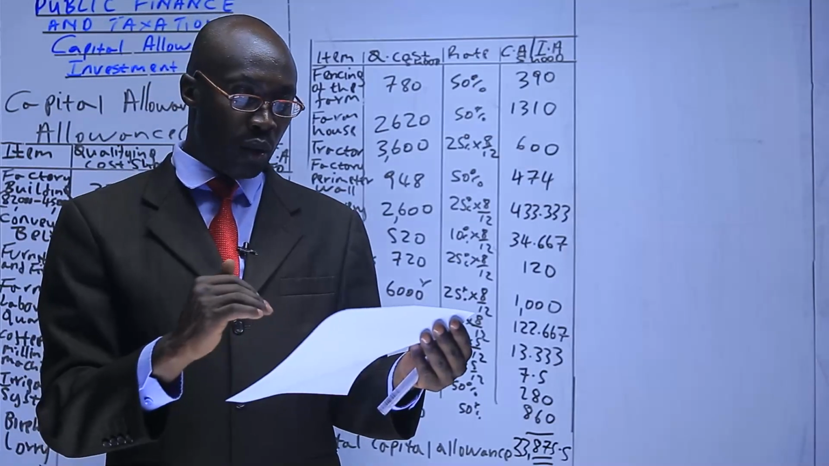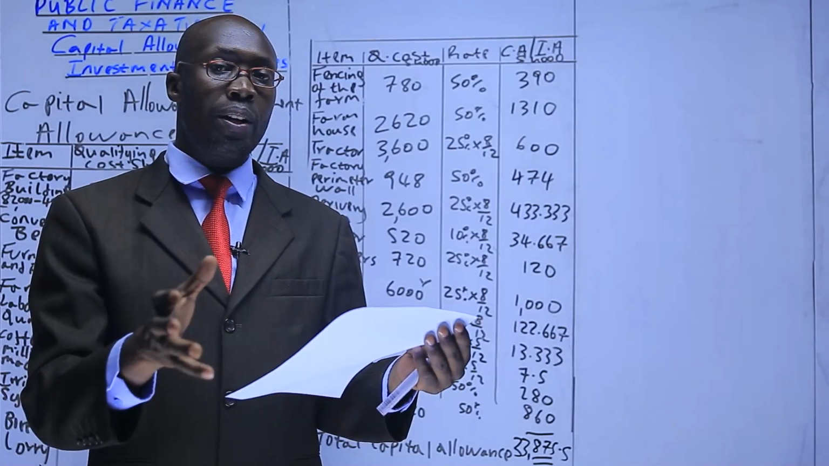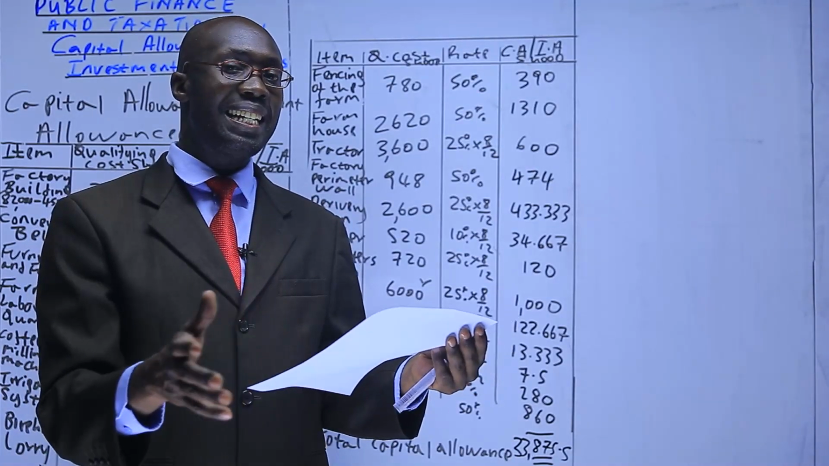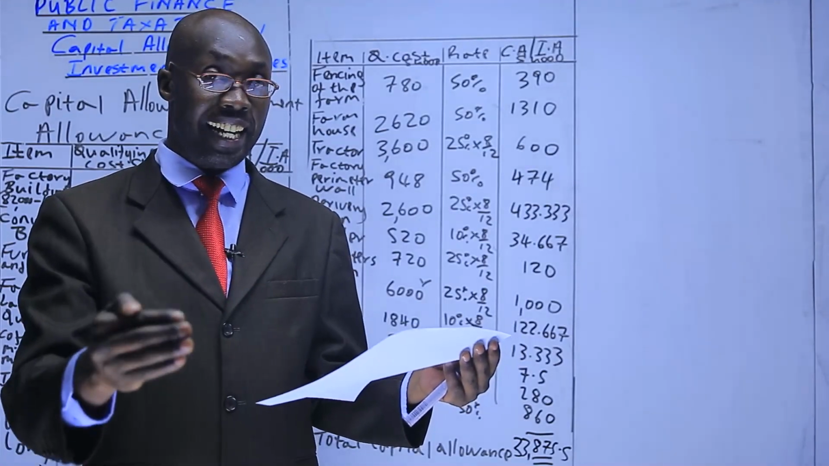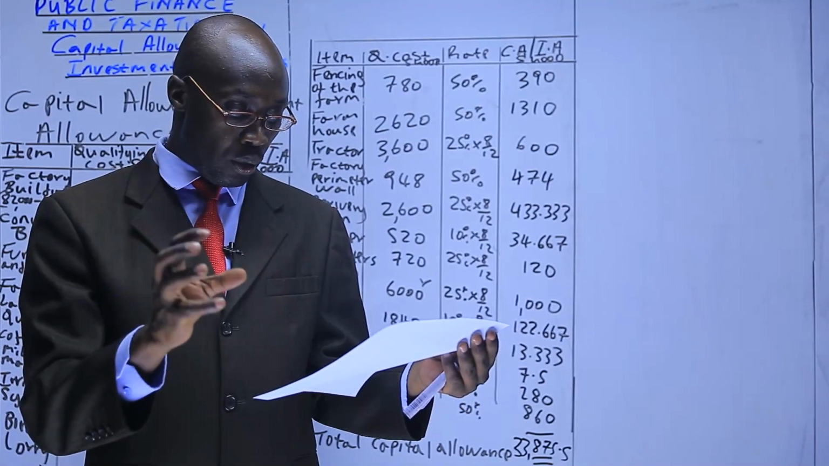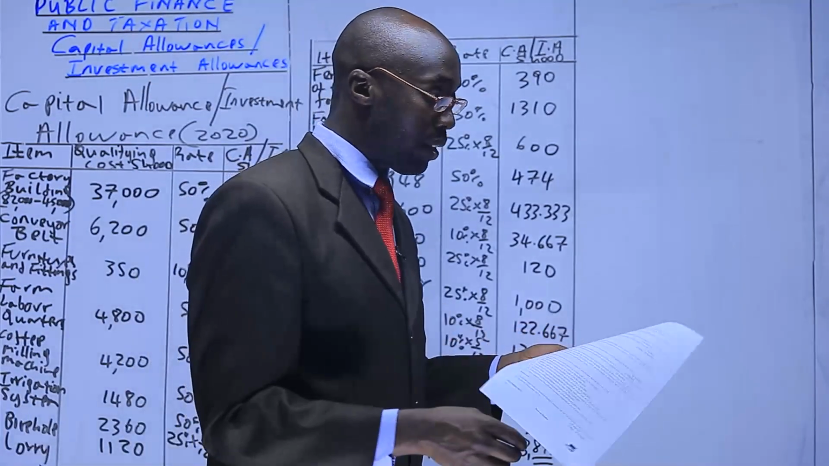Although, as you are told at the top there, they started prospecting in the year 2017, actually nothing really happened in 2017. They didn't even claim capital allowance. So here we'll be considering the first year to be 2018. So we start with 2018 and then we go to 2019. So we start with the first year.